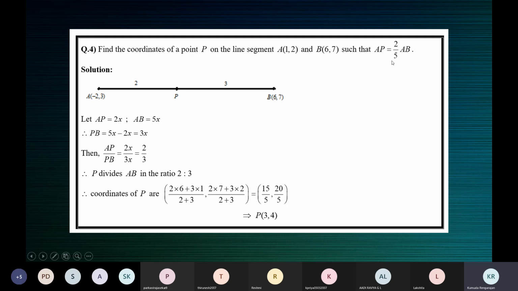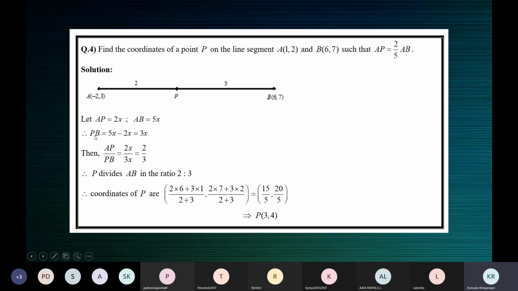When you bring this AB down to the other side, it will be AP by AB. When you bring this to the other side, it comes for division. So AP by AB is equal to 2 by 5, which means AP is 2x and AB is 5x.